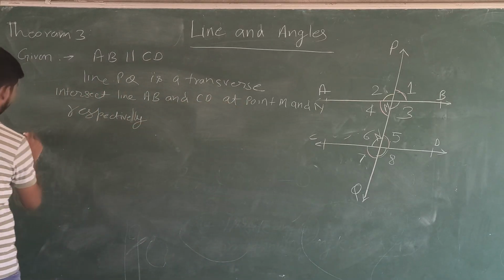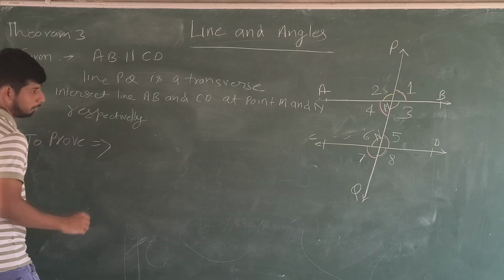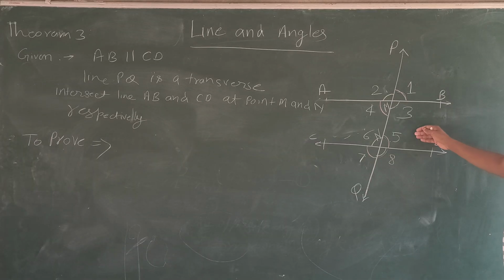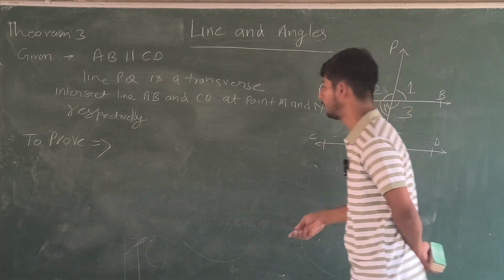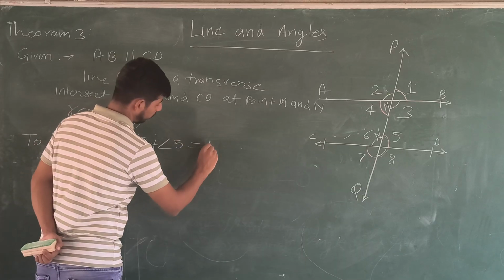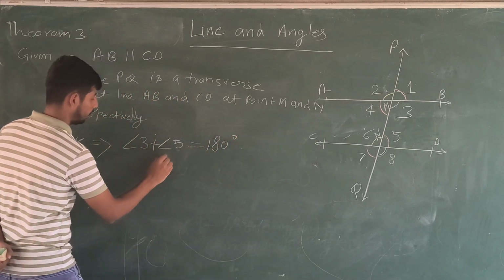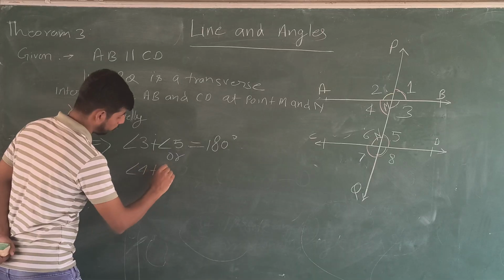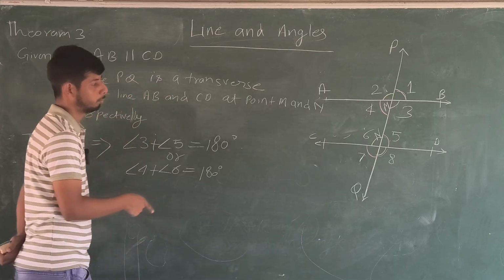Now what do we have to prove? We have to prove that the sum of consecutive interior angles is 180 degrees, means angle 3 plus angle 5 is equal to 180 degrees, or angle 4 plus angle 6 is equal to 180 degrees. This we have to prove.